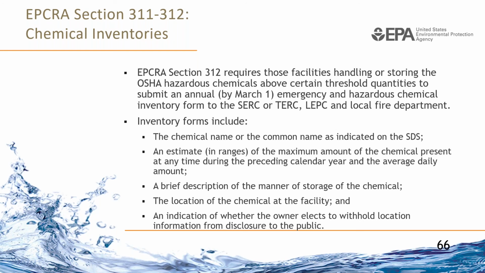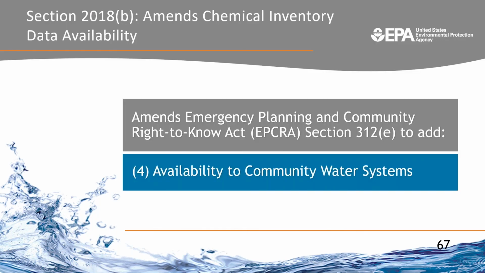So Section 312 is a two-tiered approach. Tier 2 is the stricter of the two tiers, and it requires all the information in Tier 1 plus information on specific chemicals and location and storage. So Tier 2 is what we're talking about today with the AWIA amendments. All right, that's the original Section 311 and 312 of EPCRA.